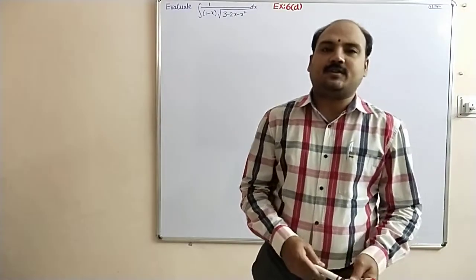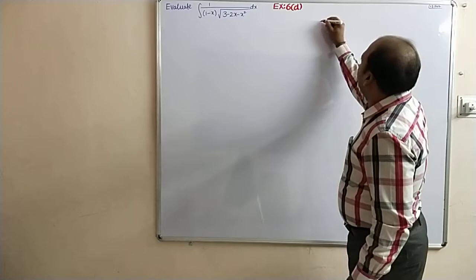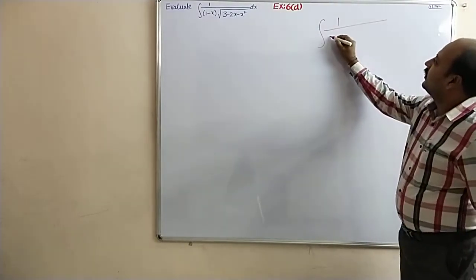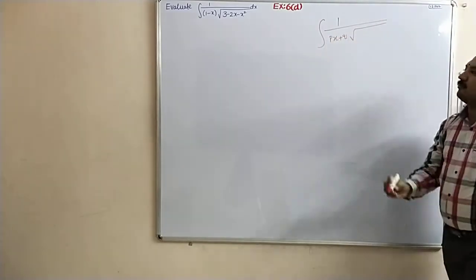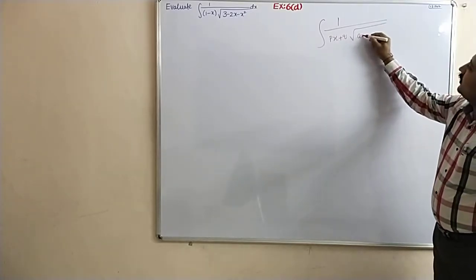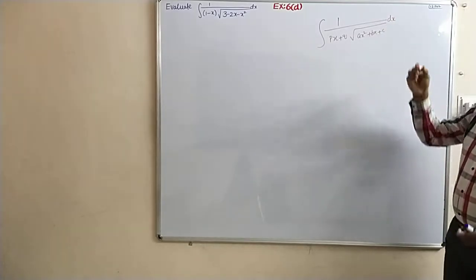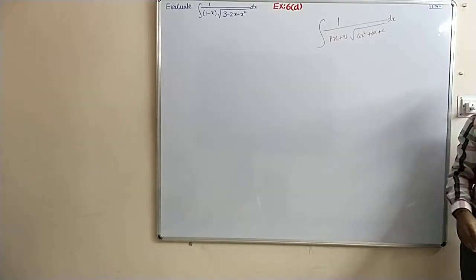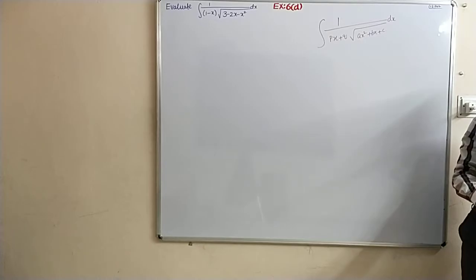We have to do that. So in that, first we have to discuss the type of the problem. The integral is of the form 1 by (px plus q) into square root of (ax square plus bx plus c) into dx. How to evaluate these type of problems? Integral 1 by (px plus q) into square root of (ax square plus bx plus c) into dx.